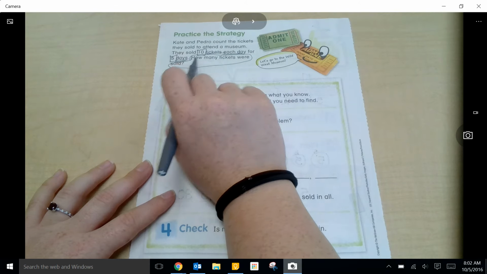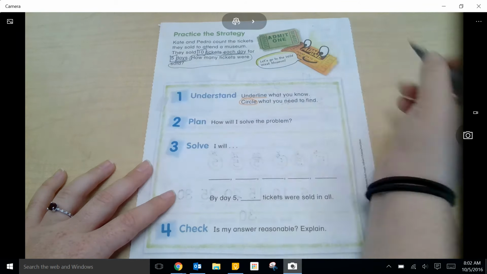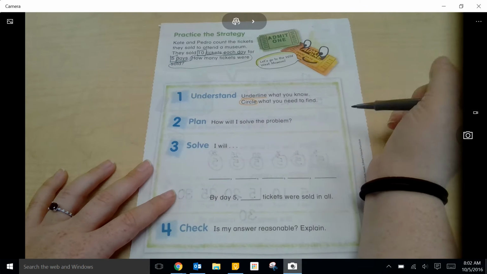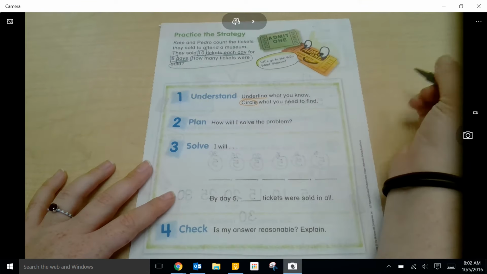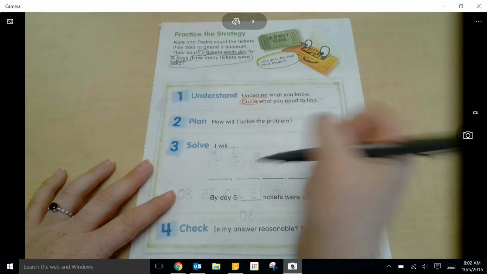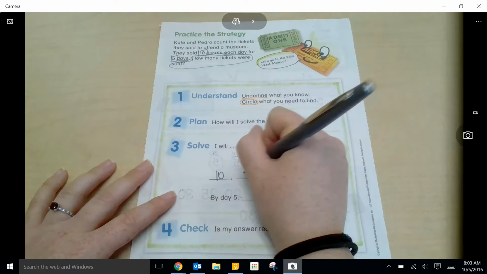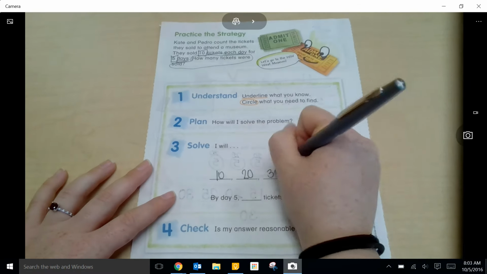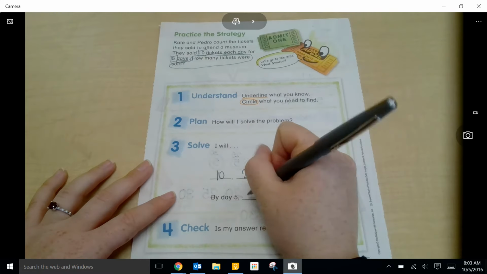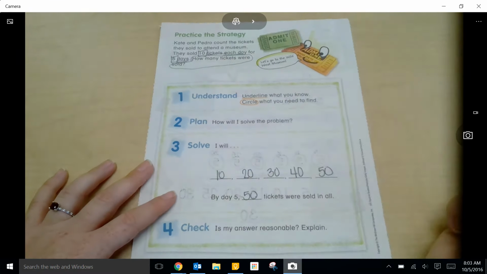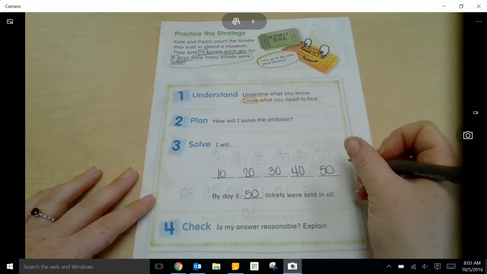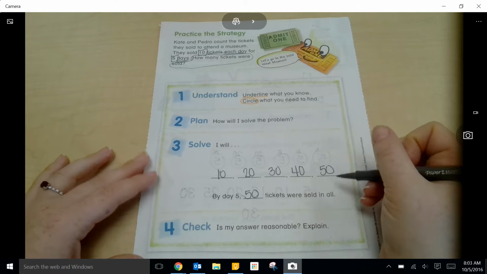If there are 10 tickets sold each day for 5 days, we need to write down how many they sold. So we can skip count by tens: 10, 20, 30, 40, 50. By day 5, 50 tickets were sold in all. That's one way, is to write out the pattern, skip counting like that.